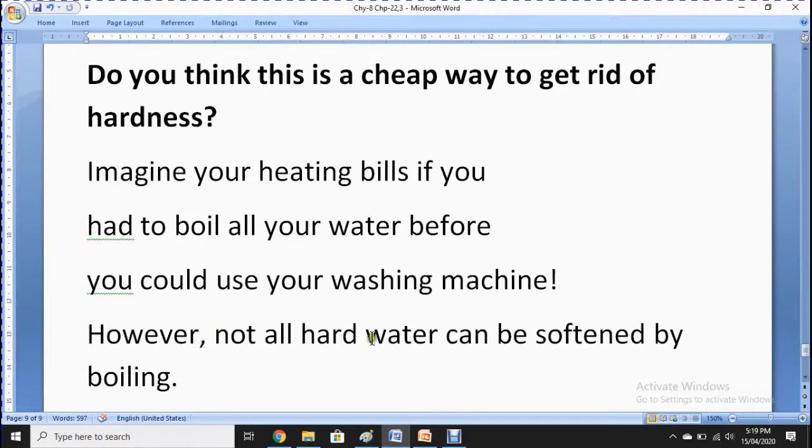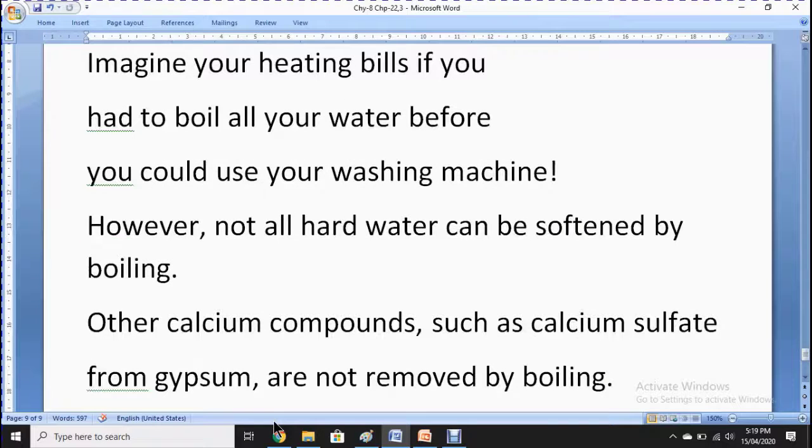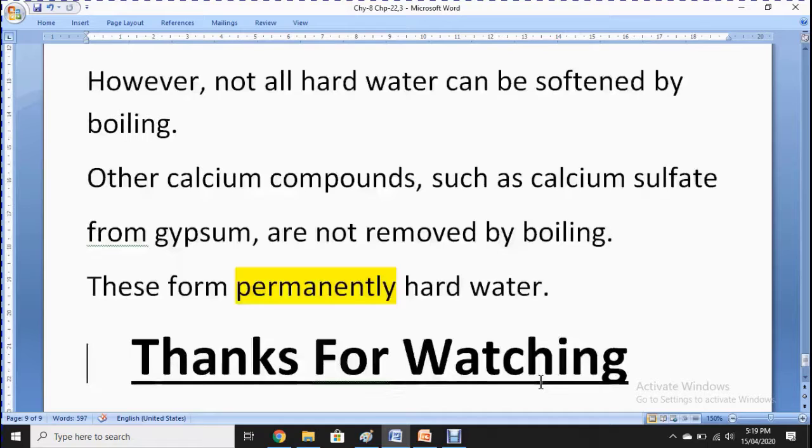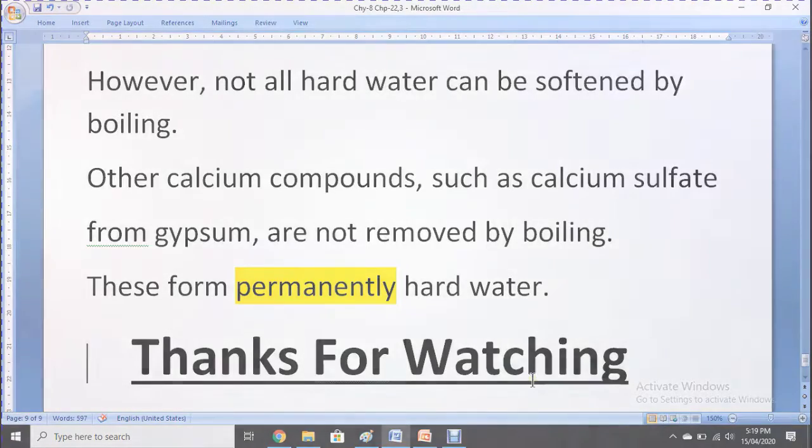However, not all hard water can be softened by boiling. Other calcium compounds, such as calcium sulfate from gypsum, are not removed by boiling. These form permanently hard water. So inshallah, next session we will discuss this and its methods. Thanks for listening.